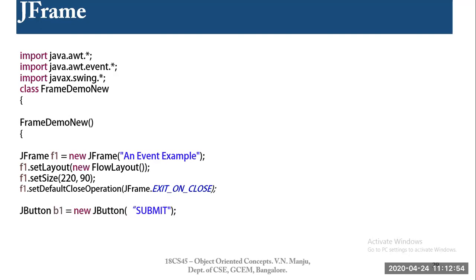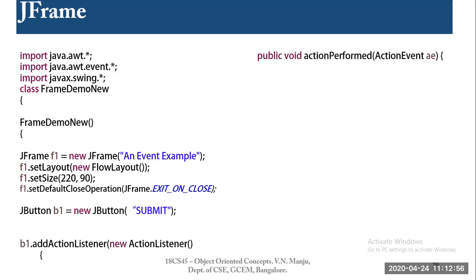Now I'm creating a button called Submit. For that button, I'm going to create an action listener. When I press Submit, it should come as Submitted. So for this, I have created the action listener. Now, where will the Submitted text come? It will come on a label. So I've created a JLabel.